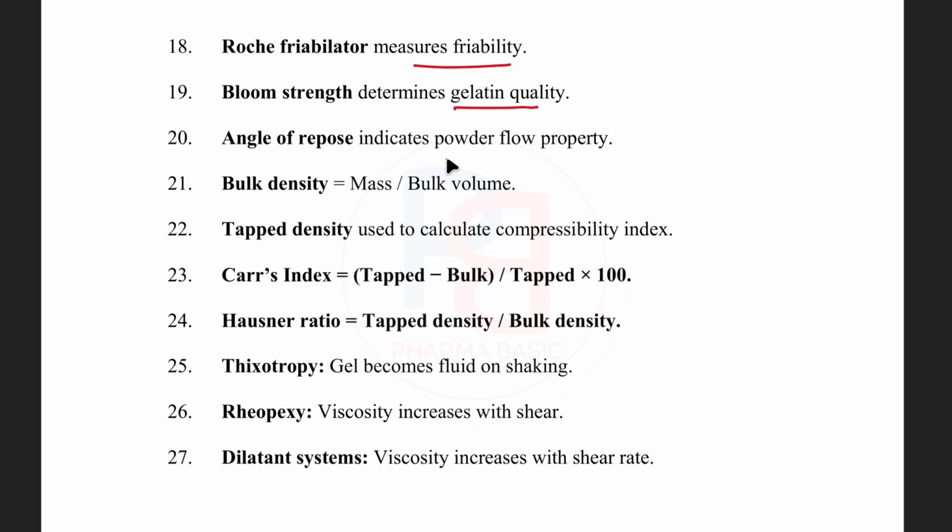Angle of repose indicates the powder flow property. Bulk density is equal to mass by bulk volume. Tap density is used to calculate the compressibility index of a powder.